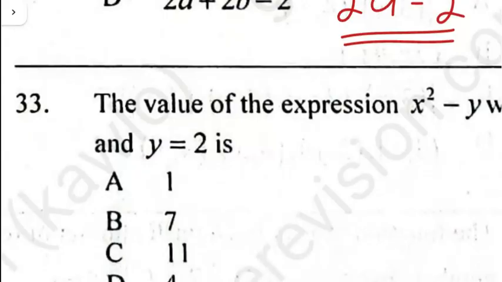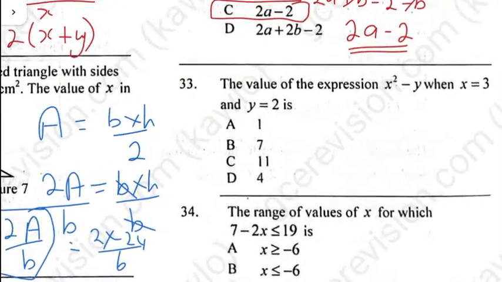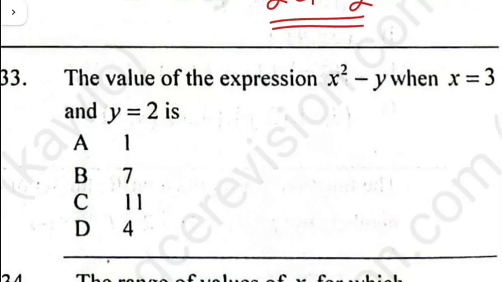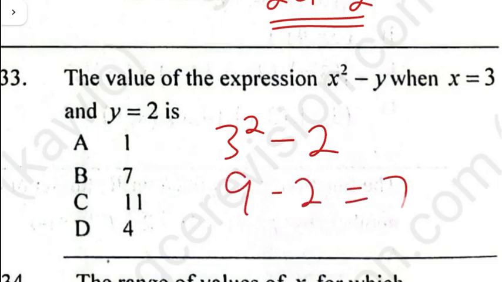Question 33. The value of the expression x squared minus y when x equals 3 and y equals 2 is... Here we are looking for the numerical value of an expression. x is 3, so we have 3 squared minus 2. 3 squared is not 6, it's 9. 9 minus 2 gives us 7. So the numerical value is 7.